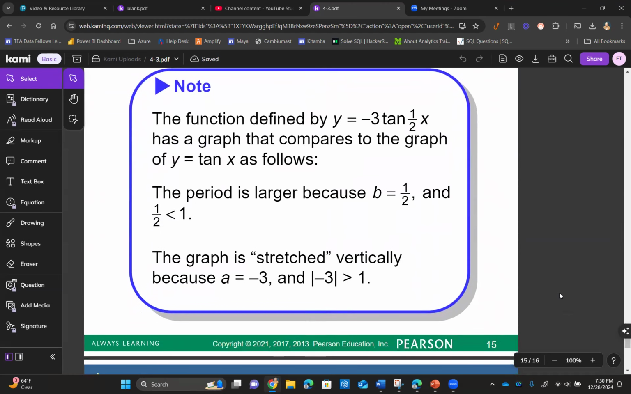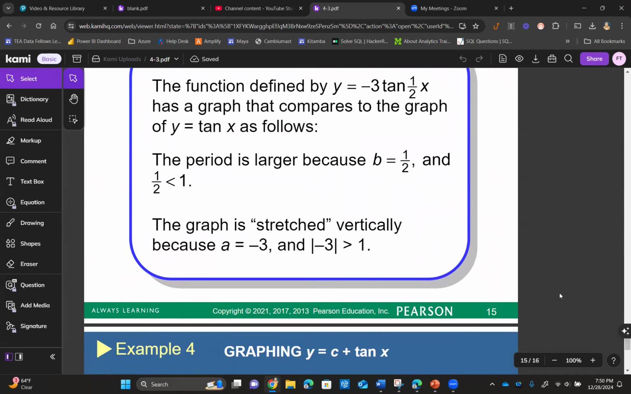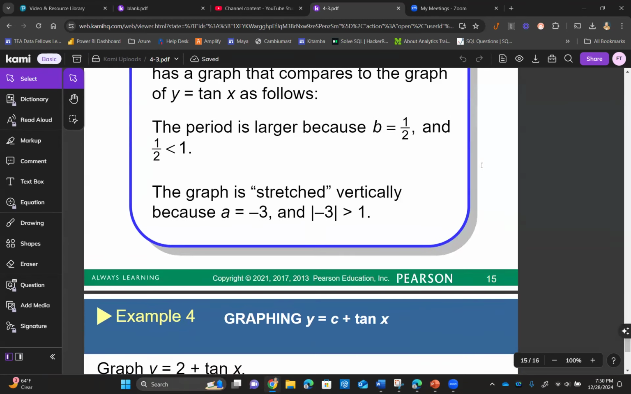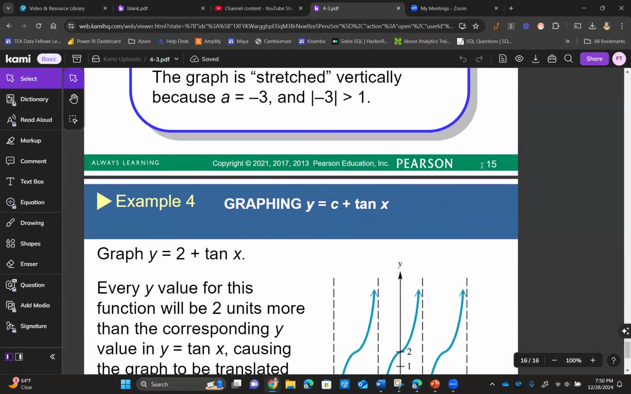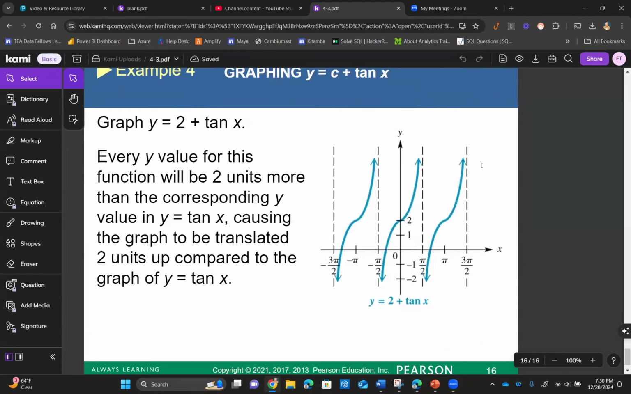So the function defined by y equals negative 3 tangent of 1/2 x has a graph that compares to the graph of y equals tangent x as follows. The period is larger because the b value is 1/2, not 1 anymore. And the graph is stretched vertically because we have this negative 3 here. So that's called a vertical stretch. And the negative in front of it causes the reflection with respect to the x-axis.